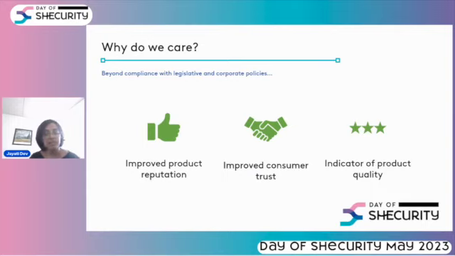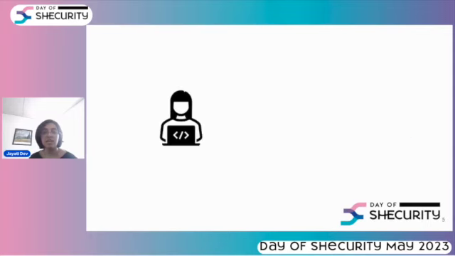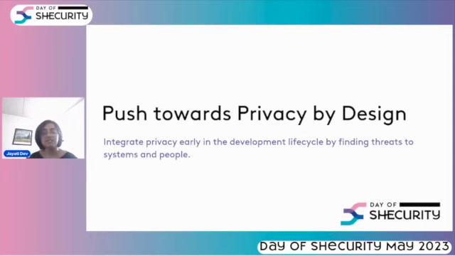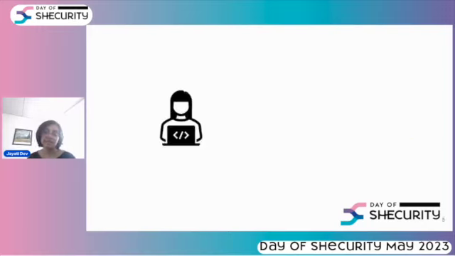But why do we need to care about privacy? So, the first thing that comes to mind is compliance with legislative and corporate policies. There are also a couple of other advantages as well. Products that are privacy preserving improve consumer trust, they improve product reputation, and often lead to better product quality. These are some of the benefits of having privacy controls built into the application by design. And this is what incentivizes integrating privacy into applications. The earlier we make products privacy preserving, the less we have to worry about going back and patching threats that can harm people and their data.